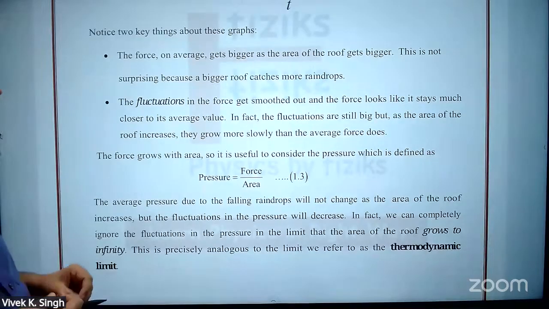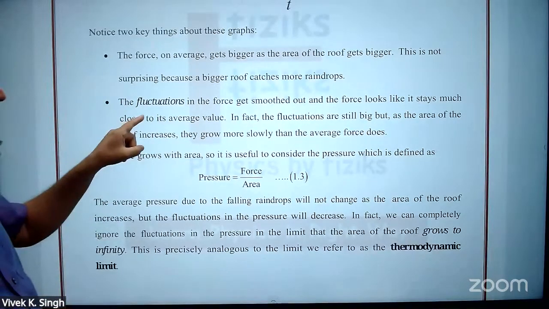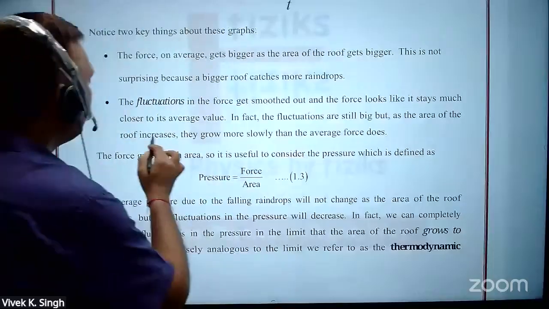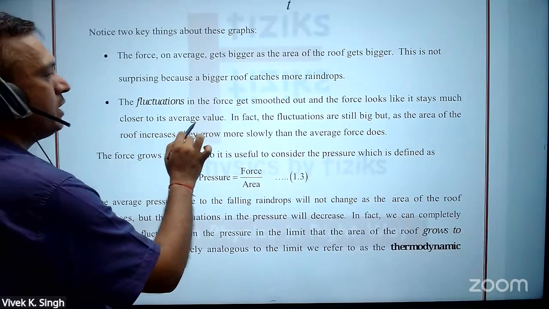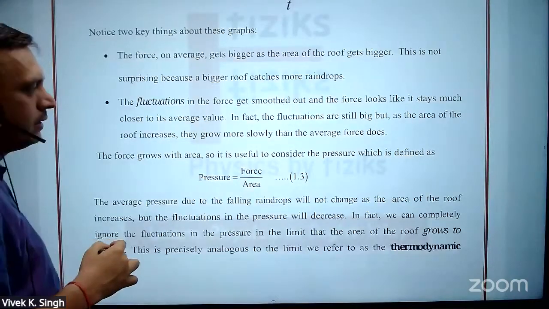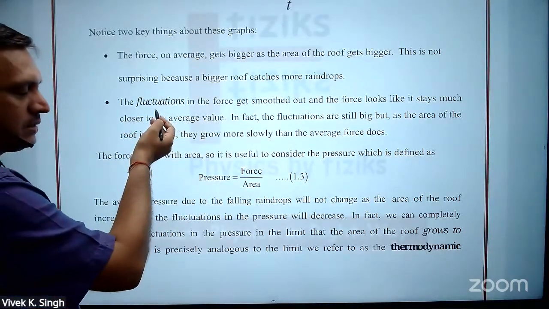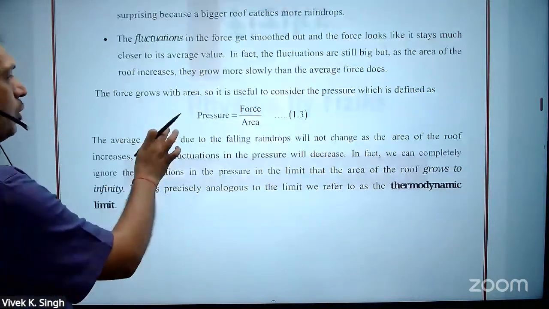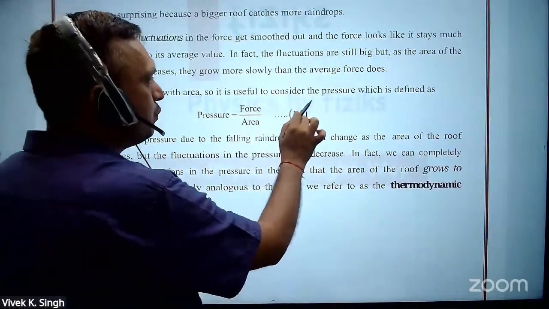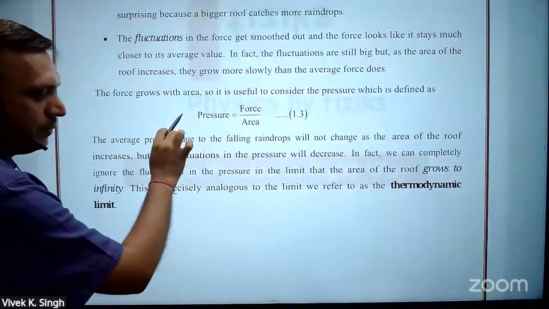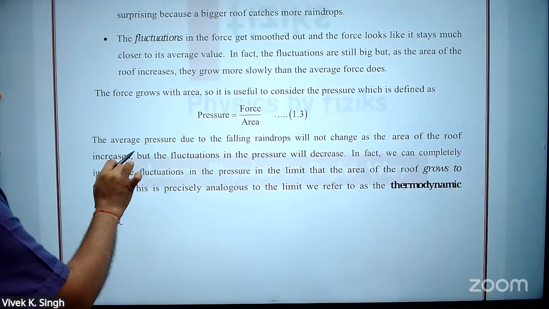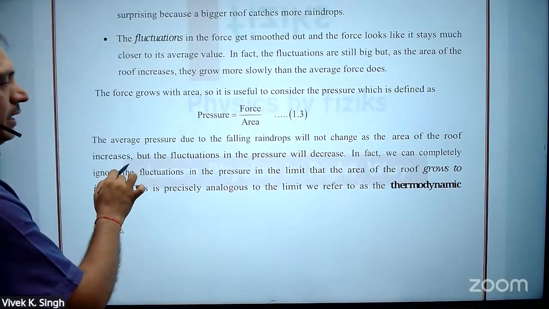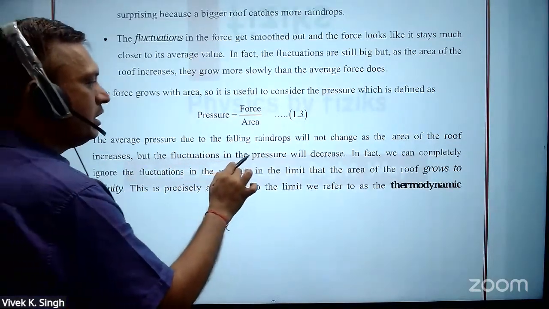Yes, sir. And second point is the fluctuations in the force get smoothed out and the force looks like it stays much closer to its average value. Okay? So that's why the fluctuations are almost equal to the average value. Now the force grows with area, so it is useful to consider the pressure. Pressure is what? Force per unit area. And you will see the average pressure due to falling raindrops will not change as the area increases. But the fluctuation in the pressure will decrease.